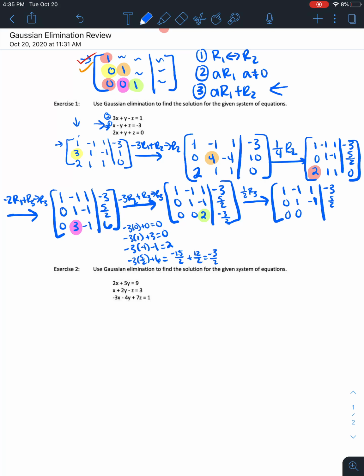And 1/2 times 0 is 0. 1/2 times 0 is 0. 1/2 times 2 is 1. 1/2 times negative 3 halves: I multiply across the top and get negative 3, multiply across the bottom and get 4. So that becomes negative 3/4. And let me erase my extra work here.